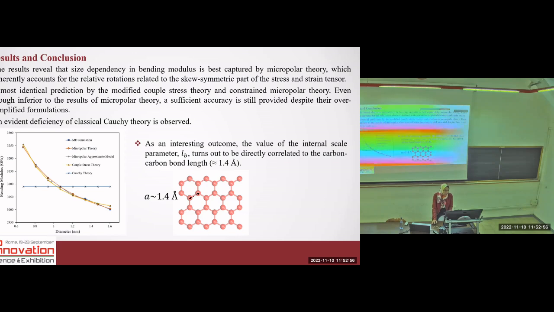Yes, you're right. This is when we use the Cauchy theory, because it cannot account for the length scale, it cannot be equal to this one, for example.